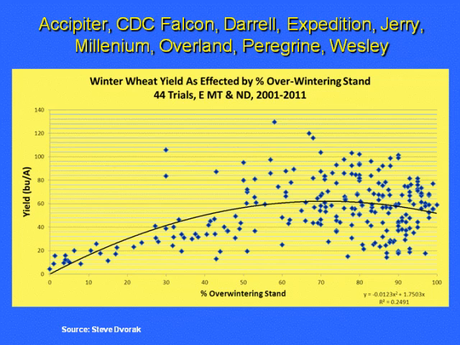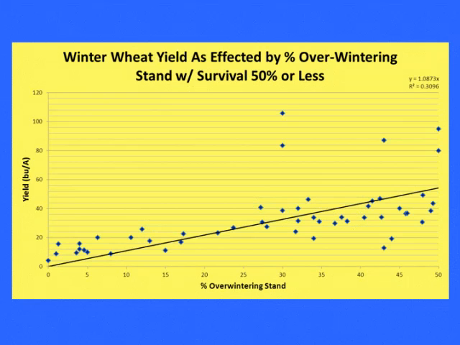These are some data that Steve Dvorak put together. A nice data set, 44 different trials looking at winter survival, and one can see that it's really a point of concern for yield, kind of when you get to that 40% of the desired stand when one gets concerned. And if you take winter wheat yield, when you take that same data and look at 50% or less, you get a better feel for that.